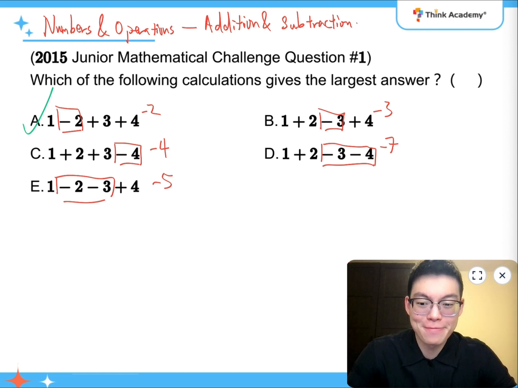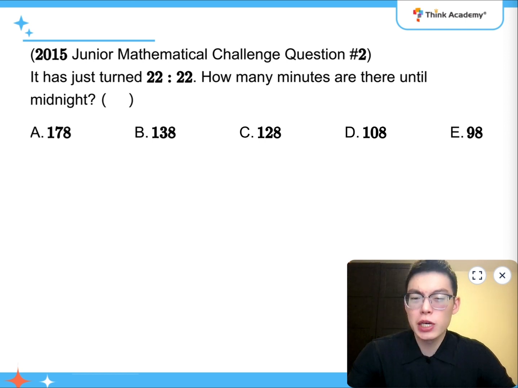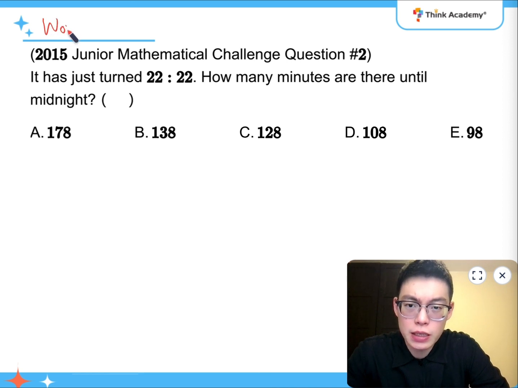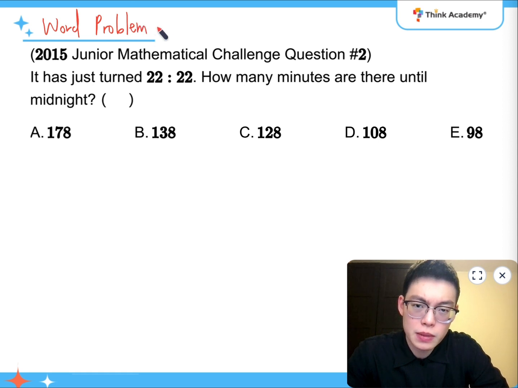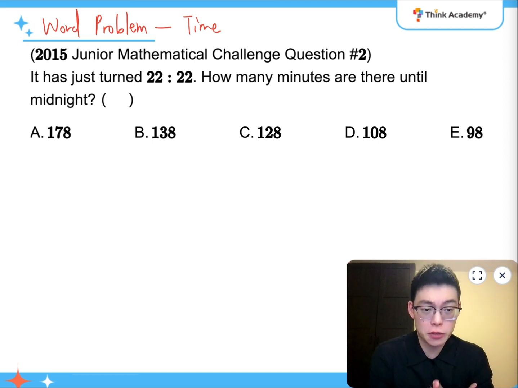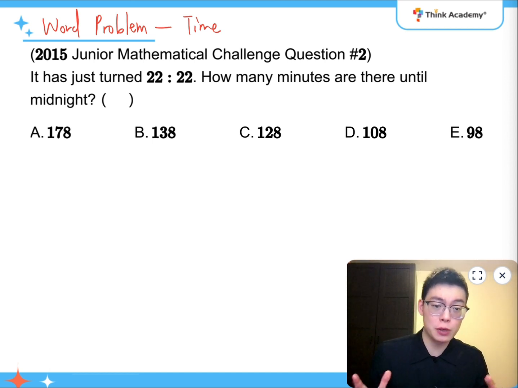Easy, isn't it? All right, so now let's take a look at question 2. So this is a word problem related to time calculation. So let's say it's a time problem, okay? It says that it has just turned 22 o'clock and 22 minutes. So 22 past 22. How many minutes are there until midnight? We know that midnight is 0 o'clock. Or we can also say that it is 24 o'clock, right? Because we know there are 24 hours in a day.